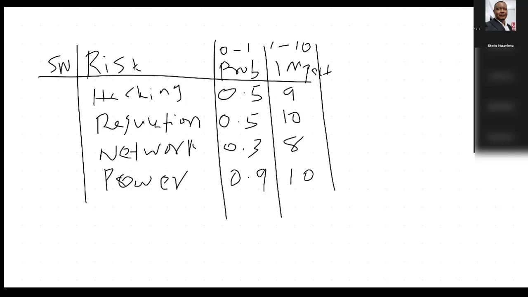to work. So what we have done now is we have determined the probability and the impact. So based on the determination of the probability and the impact, we now determine what we refer to as our exposure factor. So the exposure factor will be a combination of the probability and the impact, multiplying both of them to give you the exposure factor. So if we do 0.5 times 9, this will give us 4.5. 0.5 times 10, this will give us 5.0. 0.3 times 8, this will give us 2.4. And then 0.9 times 10, this will give us 9.0.